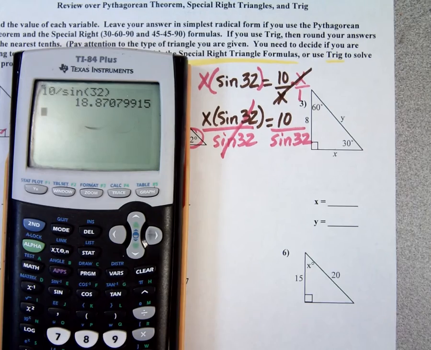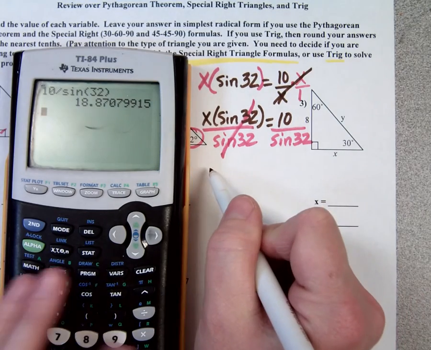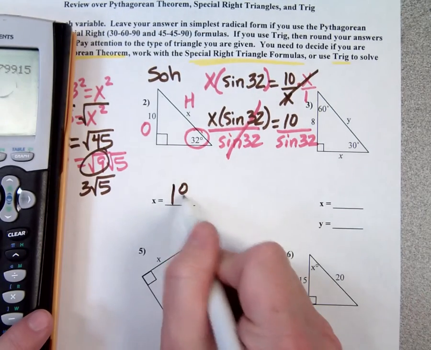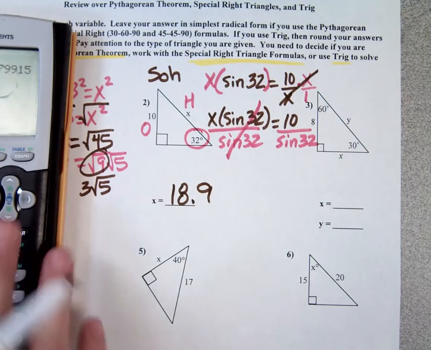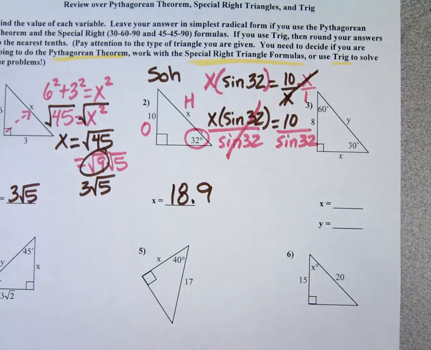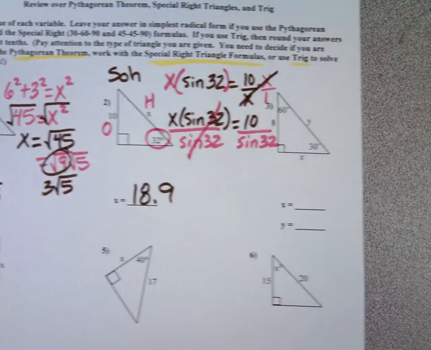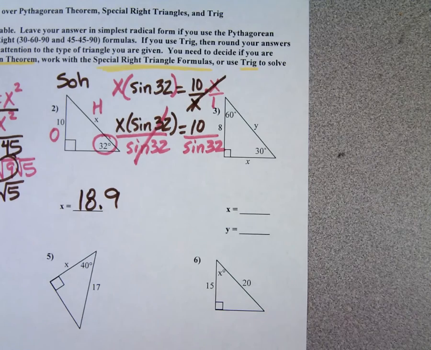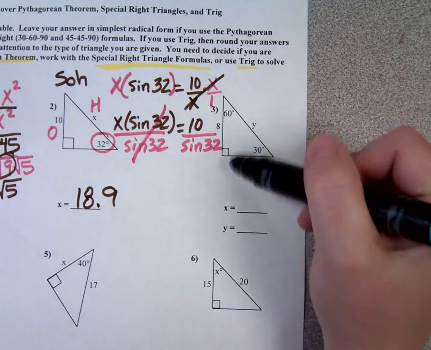And what would you say to the tenths? 18.9. So x is about 18.9. Okay, good. What does number 3 look like? It's a special right. It's a 30, 60, 90 triangle.